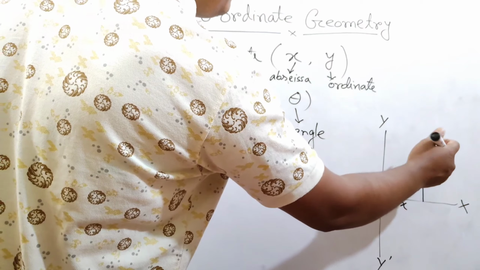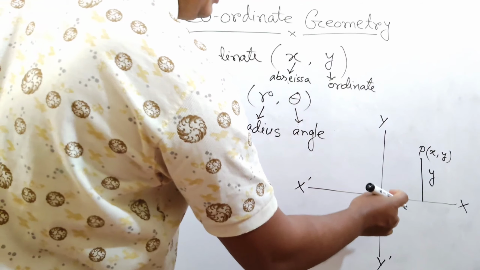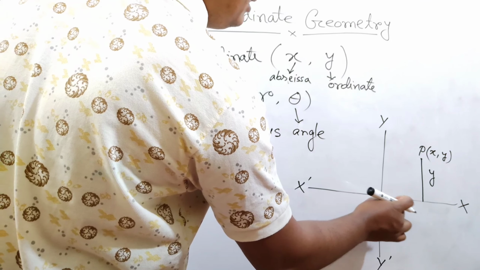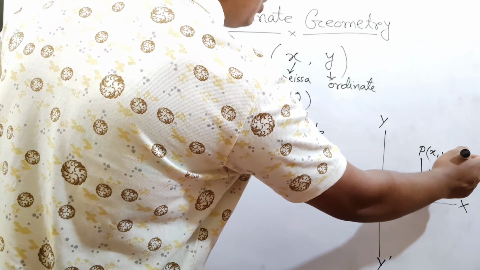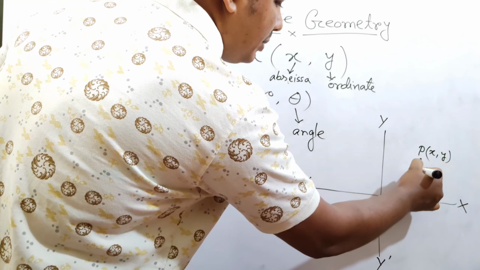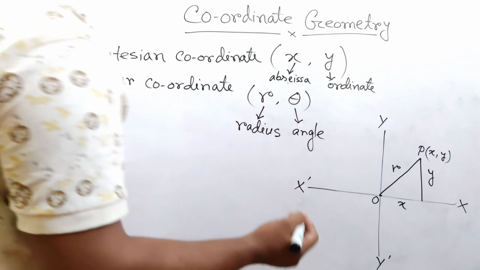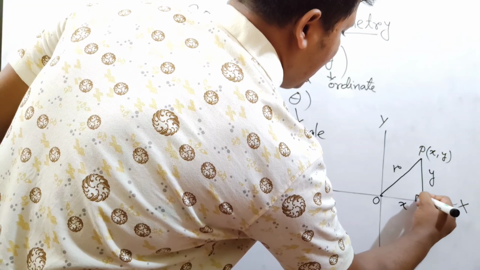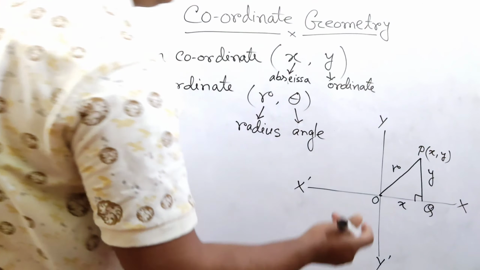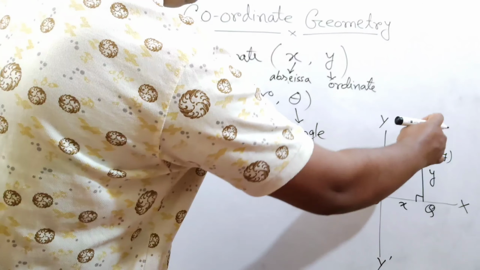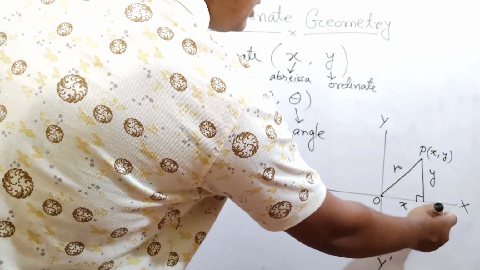We consider here a point, suppose this is a point P. From the origin this value is x and this value is y. That's why this point is (x, y). Now if we join O and P, let's say this is the radius r. Now this is a triangle, and we can consider this point as Q. So OPQ is a right triangle.